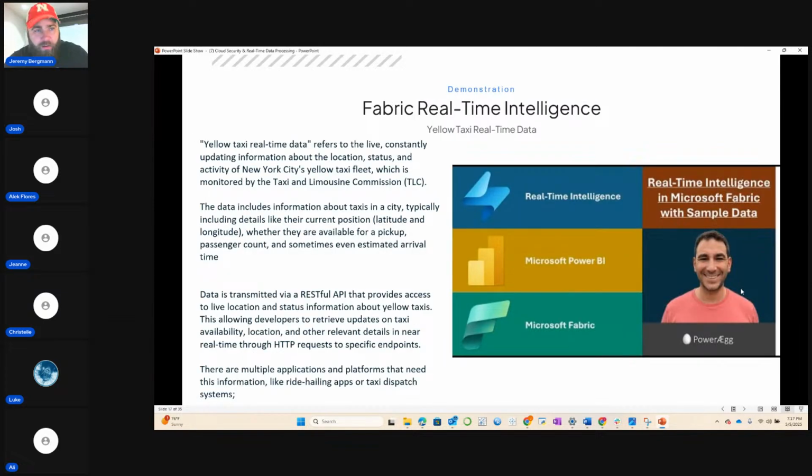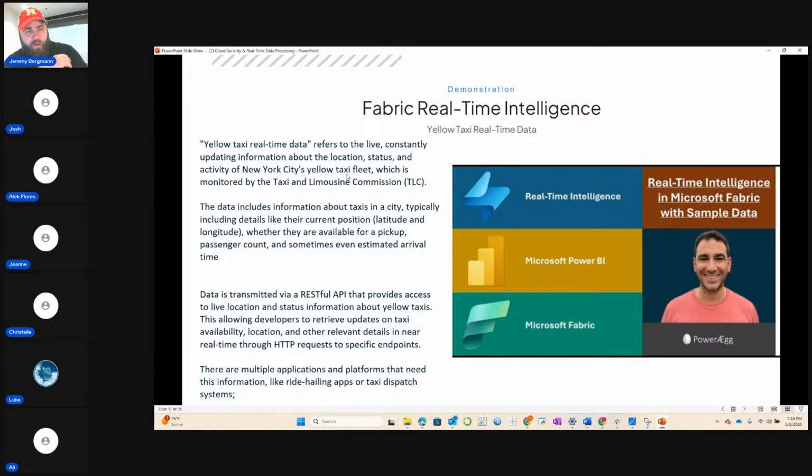Okay. So here's a real-time intelligence demo that I have. This is a yellow taxi real-time data demo. This is one of the most popular ones with Microsoft and Microsoft Fabric, using real-time intelligence and Power BI to visualize traffic patterns in New York City. This is a famous one.